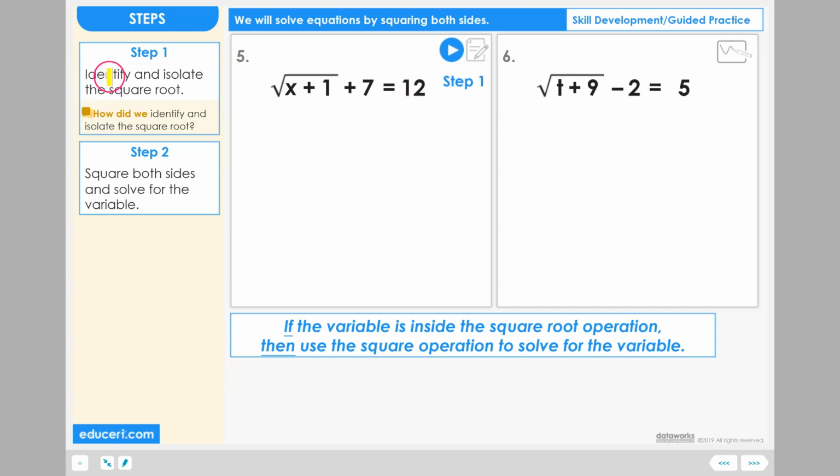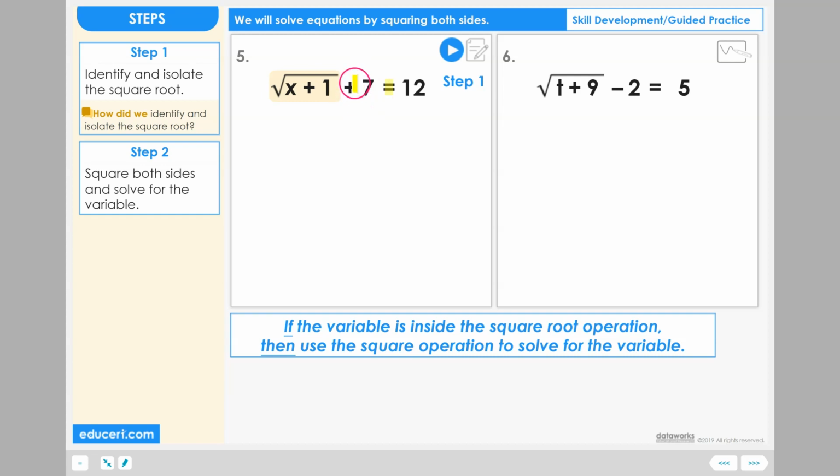Step 1. Identify and isolate the square root. Inside of the square root is the expression x plus 1. So we have identified the square root operation, and we also see that it is not isolated on one side of our equation because of this additional plus 7.